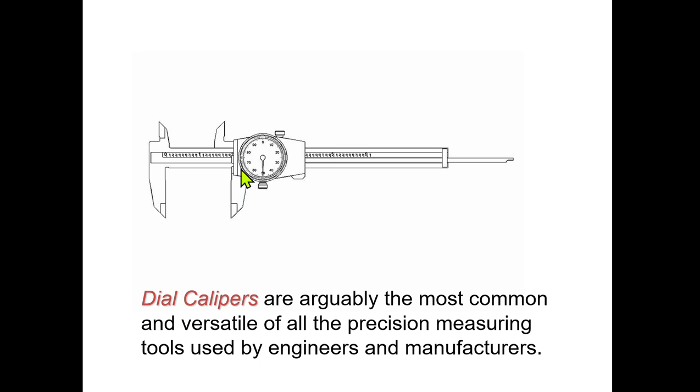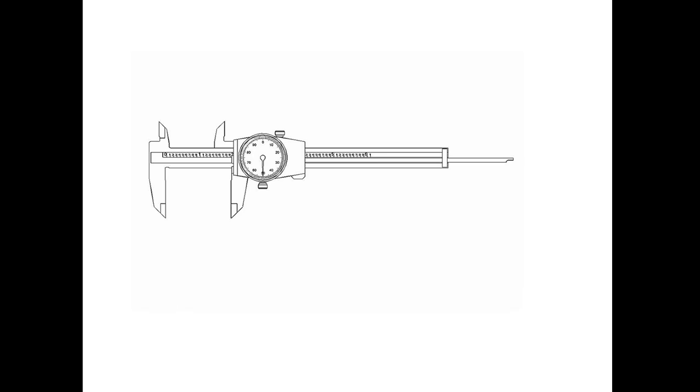Now, like a micrometer, this reads in thousandths of an inch, but unlike a micrometer, instead of reading only 1 inch at a time, this dial caliper can make measurements from 0 all the way up to 6 inches in increments of thousandths of an inch. So it's a lot more versatile than a micrometer, although not quite as accurate.